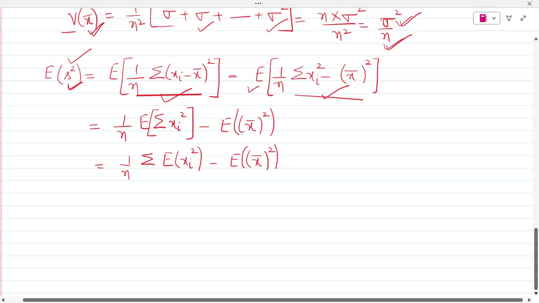Now, the expected value of this expression. It is 1 by n times the expected value of the first term minus the expected value of this term. Once again, linearity of E. Here it is the expected value of a sum, and here it is a sum of expectation values. You can very well see that expectation and sum are interchanging their positions.